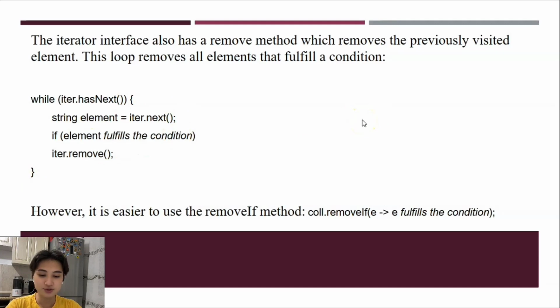However, it is easier to use the removeIf method with a lambda expression. The remove method removes the last element that the iterator has returned, not the element to which the iterator points. You can't call remove twice without an intervening call to next or previous.